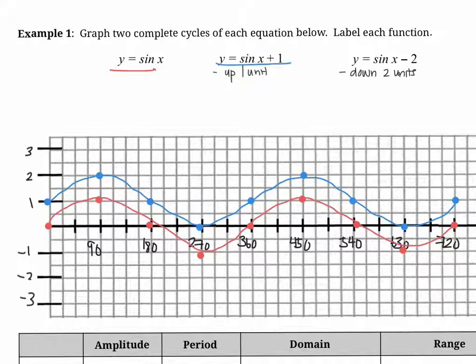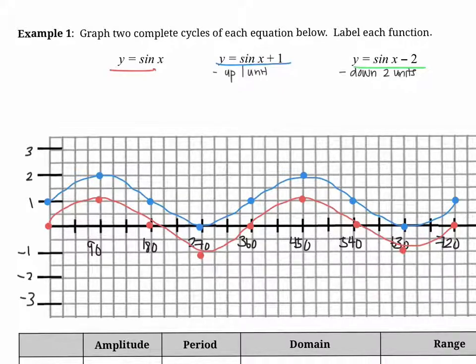Done. And again, I'm going to label it at the end so we can see all the labels together. And we're going to work on our last guy here, which is sine x minus 2. So we already know that that's going to be just the graph of sine x shifted down 2 units. So remember, we're not shifting the blue guy, we're shifting the red guy because that's the graph of y equals sine x. So we're going to take every single red point and just bring it down 2.